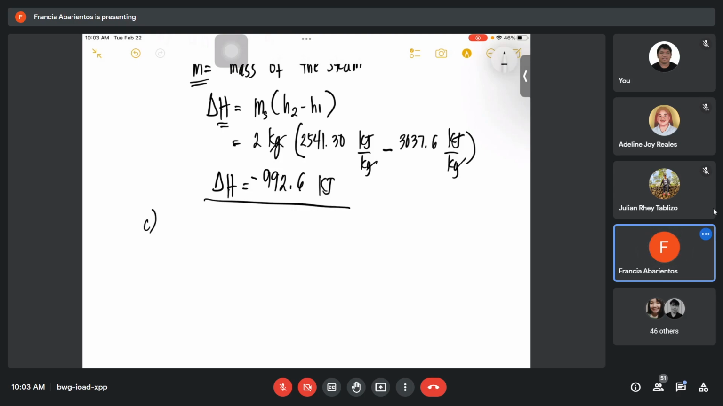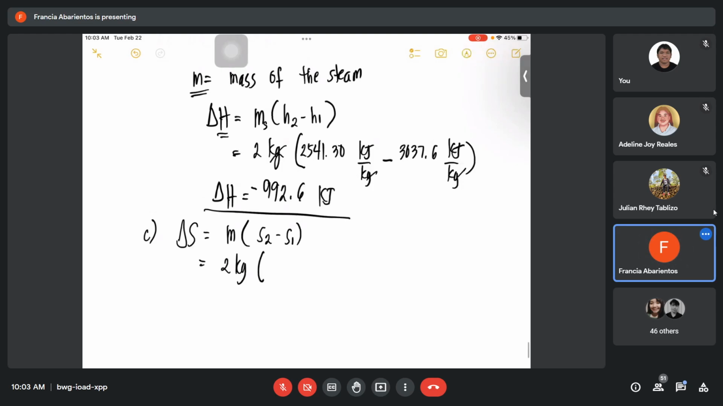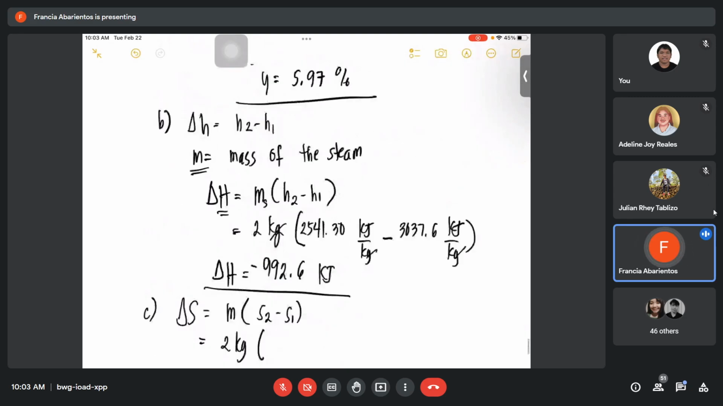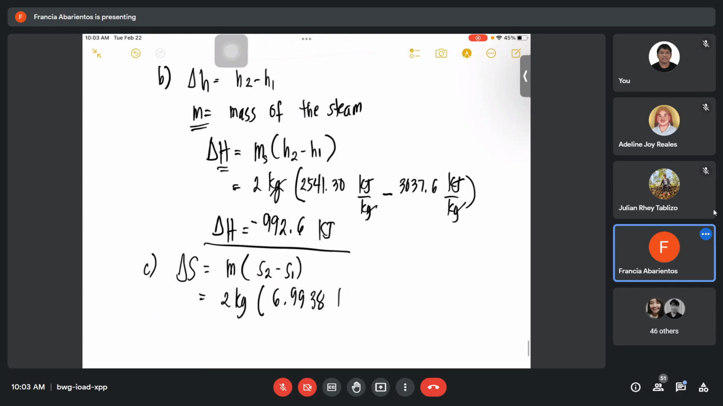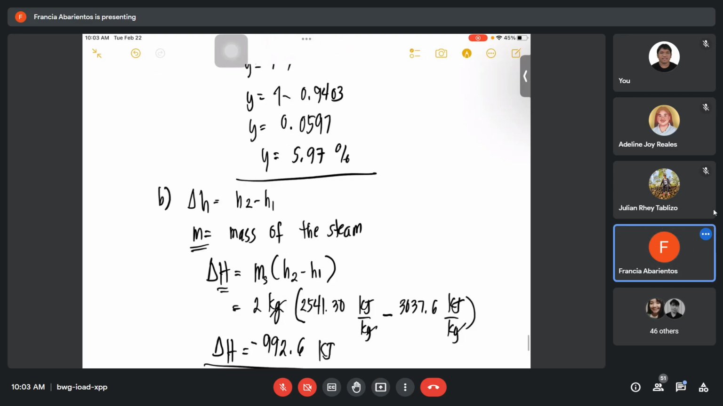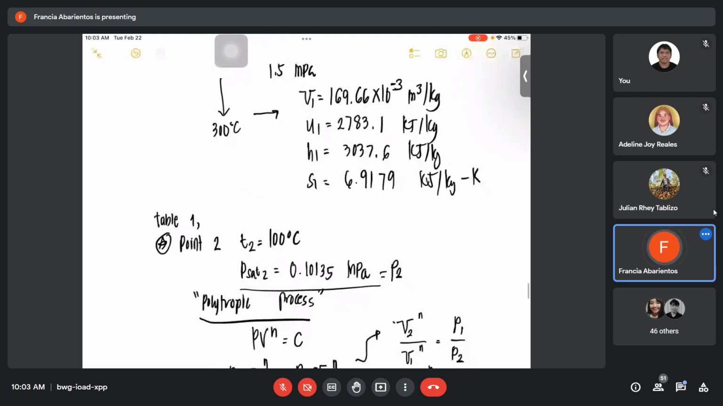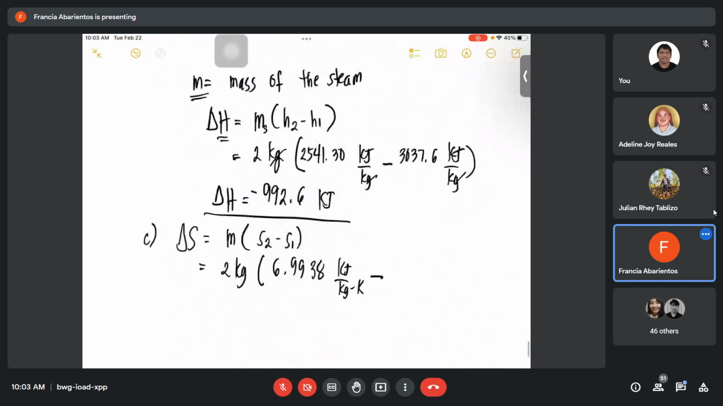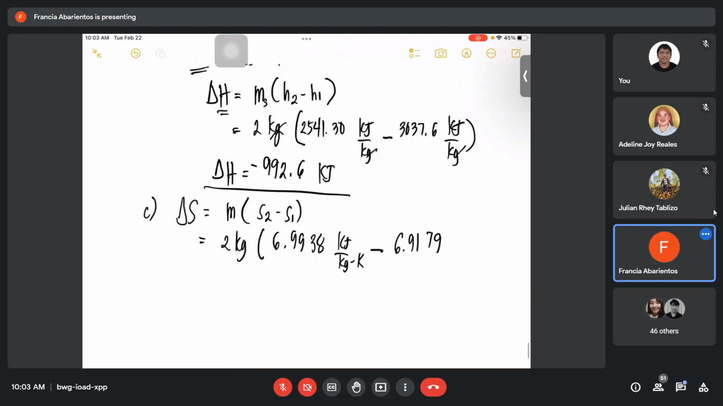And in letter C, we are also asked to find the entropy. The entropy. So we have the mass, the change in entropy. 2 kilogram. What is now the entropy at point 2? Ayan, 6.9938 kilojoule per kilogram Kelvin minus S1 sa taas. 6.9179. Tama ba ako? 6.9179 kilojoule per kilogram Kelvin.